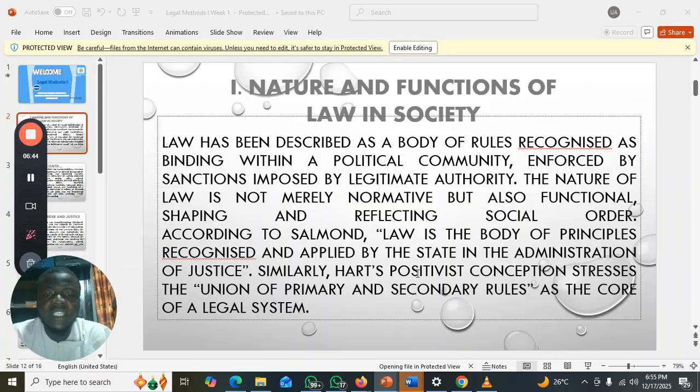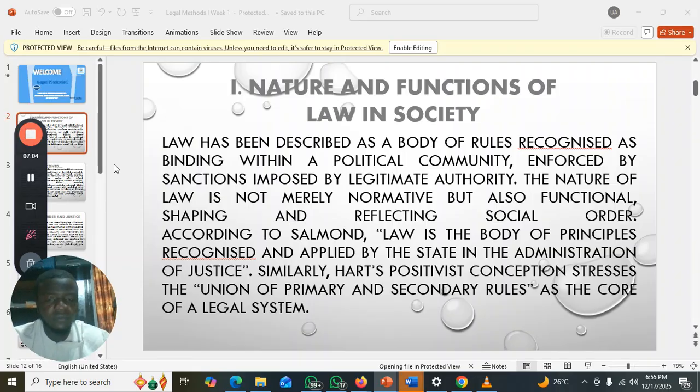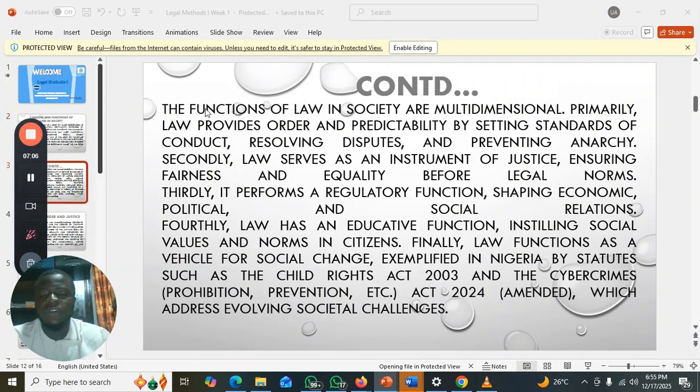Do you understand? So this positivist school of thought, he said that law is a concept. He said that law is the union of primary and secondary rules as the core of the legal system. The connection of primary rules and secondary rules, which are the core of the legal system. So now let's look at another very important key area, which is the function of law.